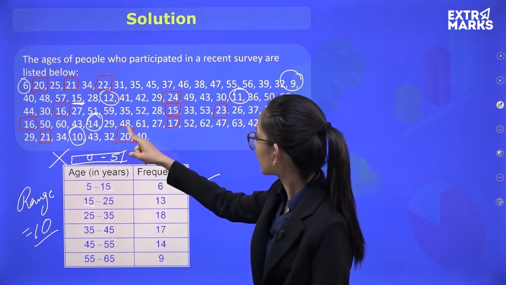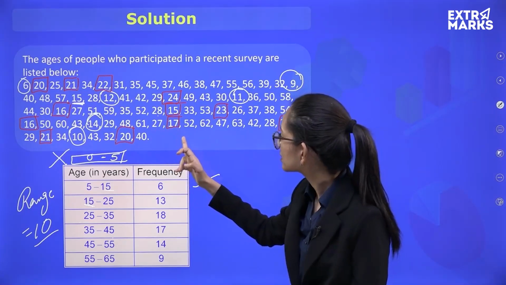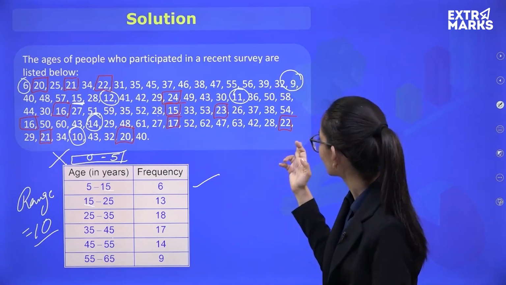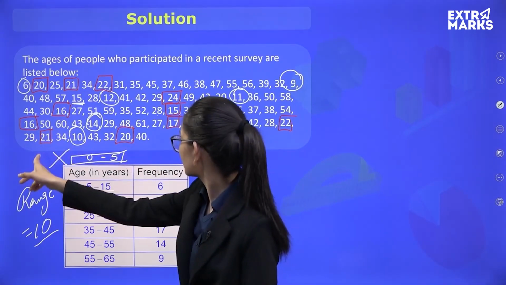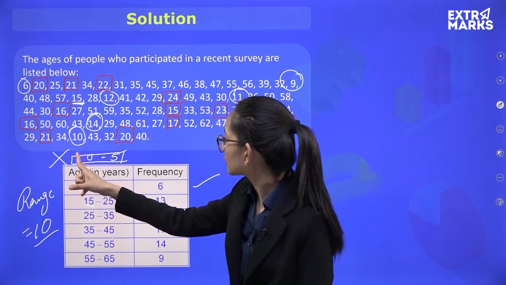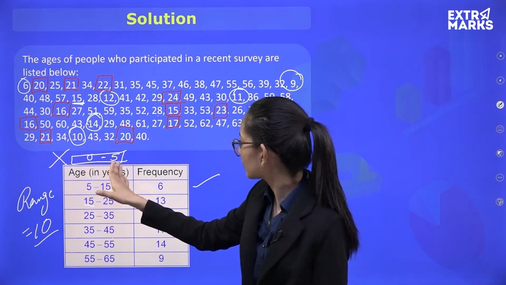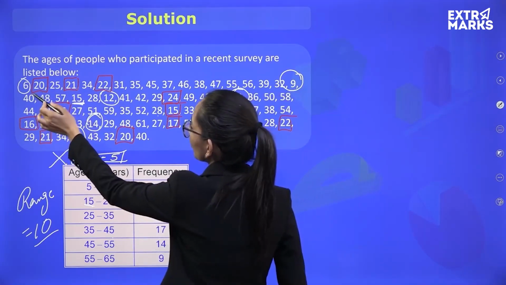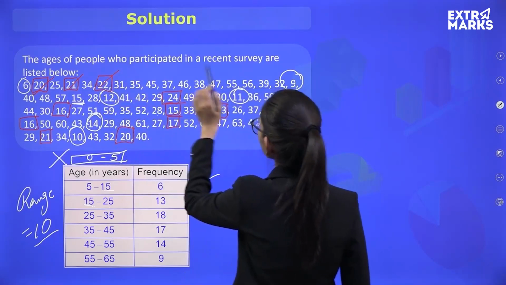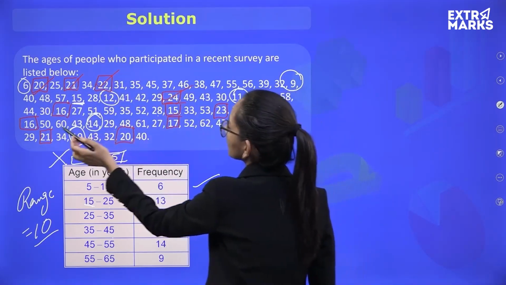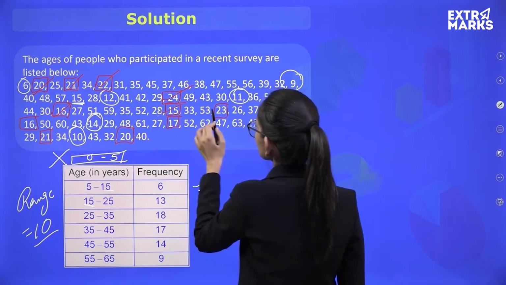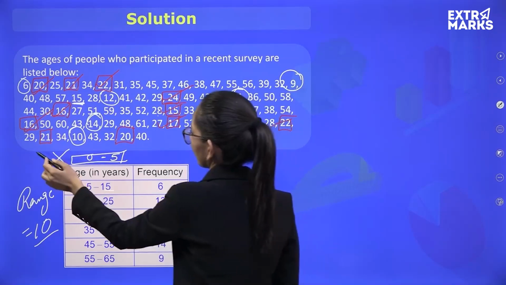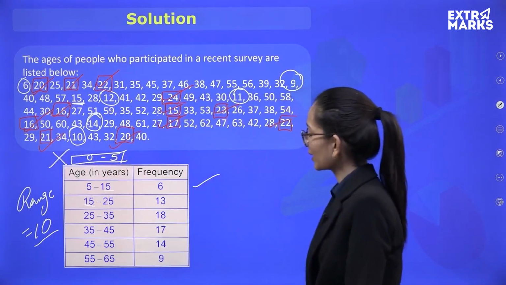43, 14, 29, 28, 48, 61, 27, 17, 52, 62, 47, 63. No, not 29, not 21, not 34, then not 10, 43, 32, 20 and 40. Now let's count again. So it's 1, 2, 3. After that 4. Then we have 5, 6, 7, 8, 9, 10, 11, 12. So I think we are missing one.